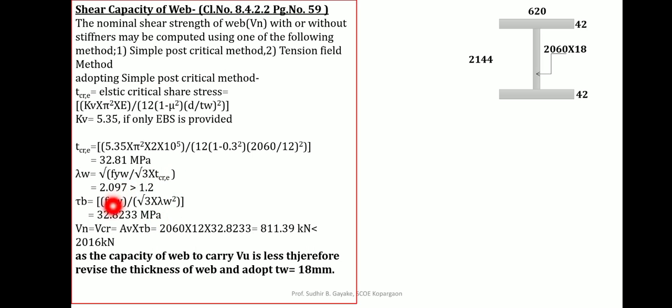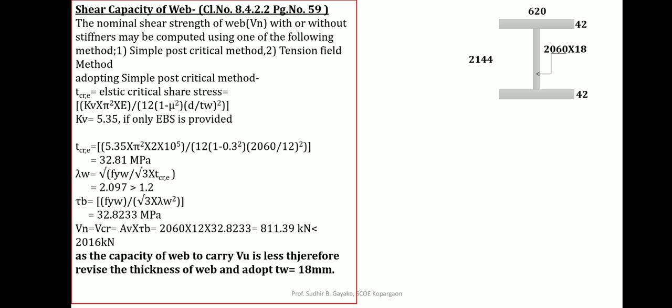Now calculate your shear buckling capacity. Vn is equal to Vcr, that is Av into tau b value. So Av is total depth 2060 into 12 multiplied by 32.8233. So this is the value, and we are getting shear capacity as 811.39 kilonewton. Now here you can observe that this calculated value is less than the maximum capacity 2016, therefore it is failing in shear capacity of web, or shear buckling capacity of web is lesser.